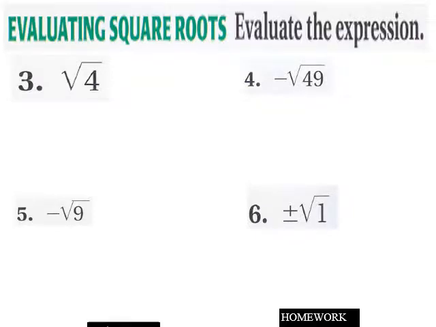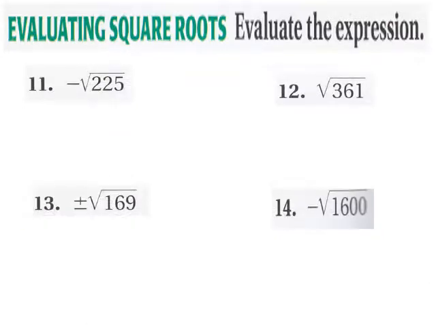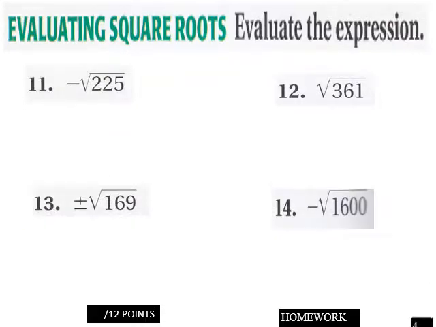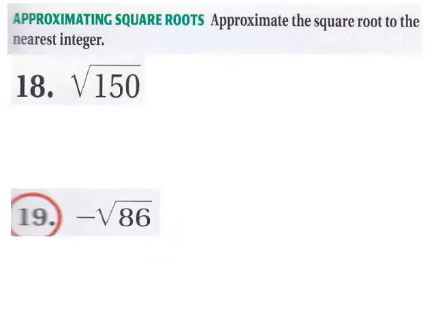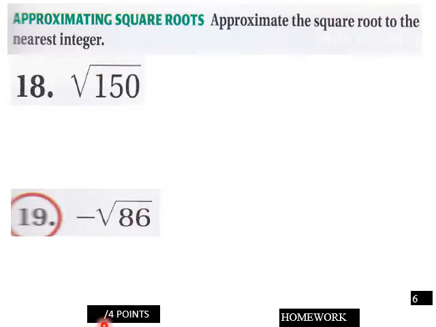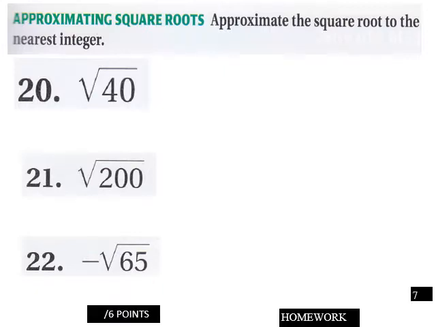This is the homework for that assignment, the vocabulary and writing. And then we evaluate square roots, evaluate square roots, evaluate square roots, approximate square roots the way we did it in the lesson, and approximate square roots as well as it was done in the lesson, using compound inequalities. Then approximate the square root to the nearest integer here. And that is your lesson for lesson 2.1 in Algebra 1 Common Core.